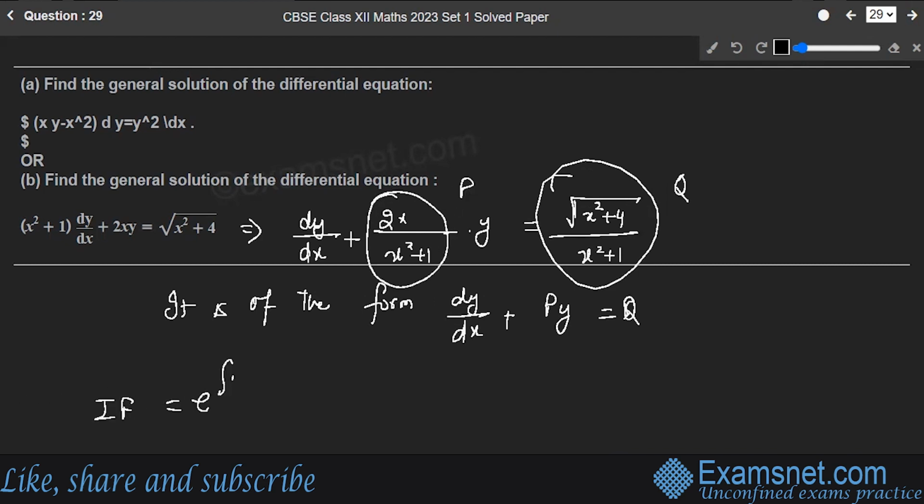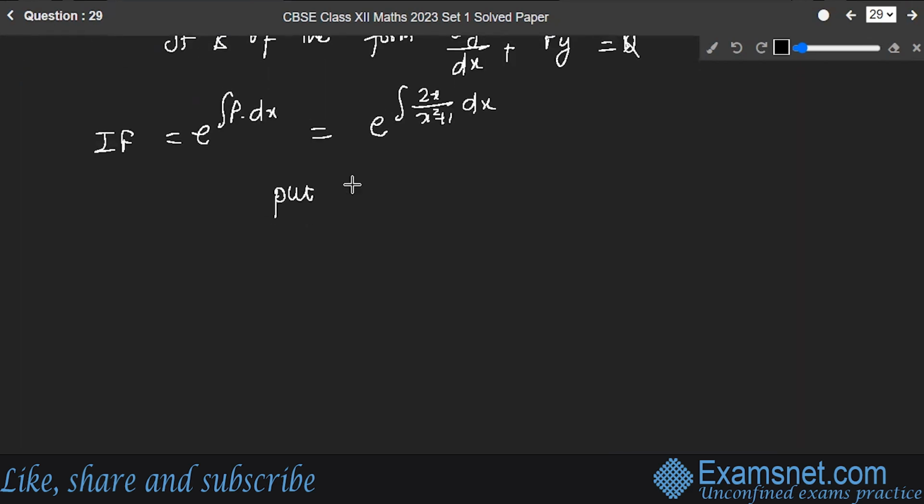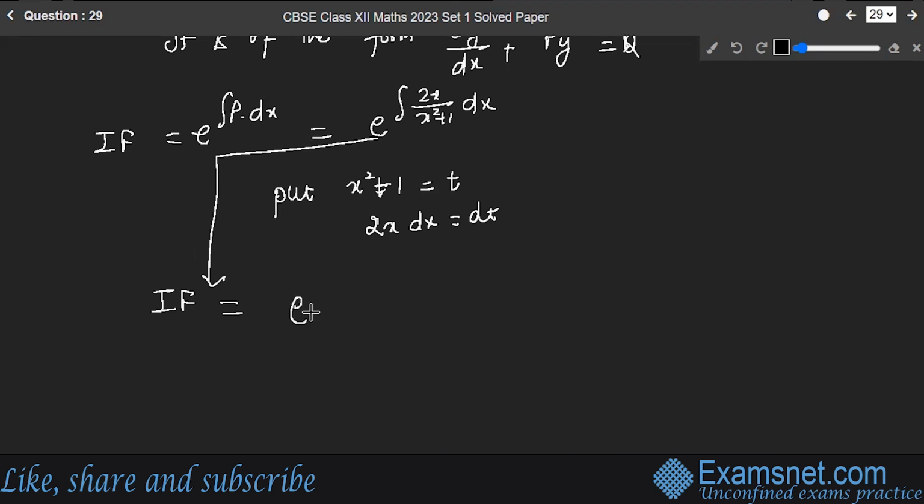So the integrating factor becomes e raised to power integral of P into dx, that is equal to e raised to power integral of 2x upon x squared plus 1 dx. I'll put x squared plus 1 is equal to t, which gives me 2x dx is equal to dt. So the integrating factor from here becomes e raised to power integral of dt upon t, which is equal to e raised to power log of t. That is equal to t, and t was equal to x squared plus 1, which means integrating factor is equal to x squared plus 1.